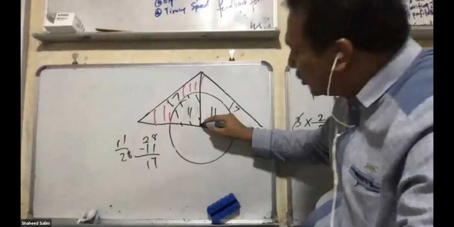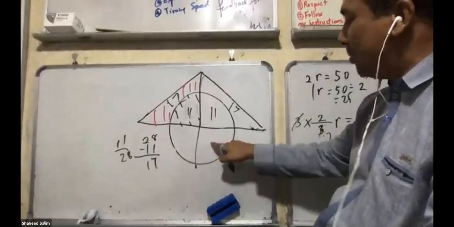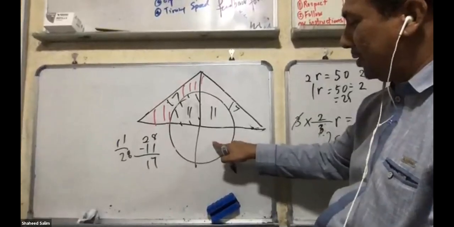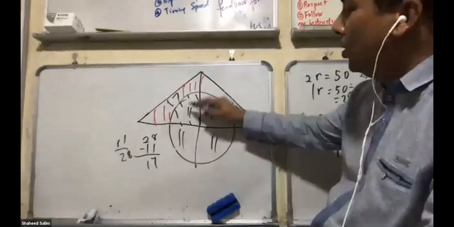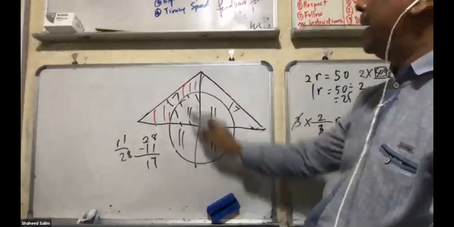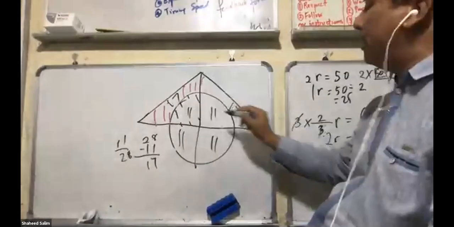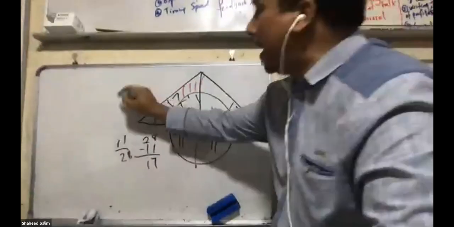Oh, yeah, 11. Down here also we can cut it like that. How much is this? 11. So now they ask you, what is the total? Simple lah, 17 plus 11. That's your total. So you write down here.